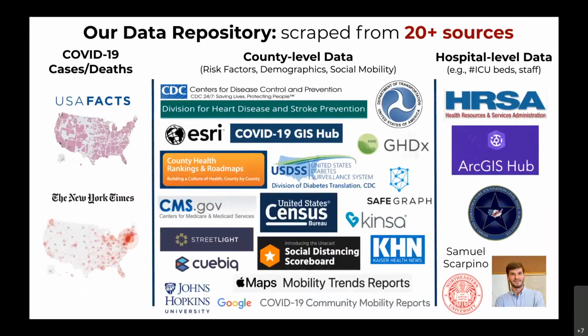Just to give you an idea of the kinds and scale of the data that we've collected, here's a slide with all of the various sources that we've cleaned, validated, and incorporated into our repository. We've got data on number of COVID-19 cases and deaths for each county from both USA Facts and New York Times. We also have lots of supplementary county level data, that is data measured for each county in the US, from things like CDC, some social mobility data groups, etc. And then to facilitate our goal of aiding allocation of resources to individual hospitals, we also created a hospital level data set with various statistics for each hospital.